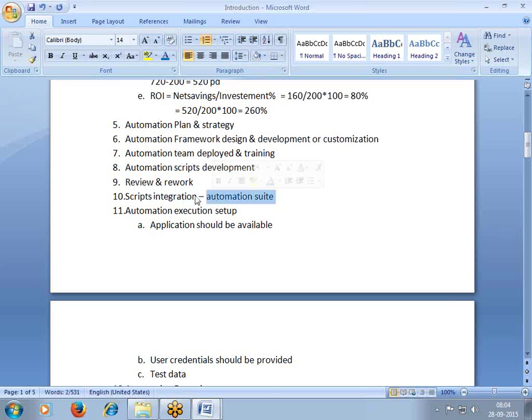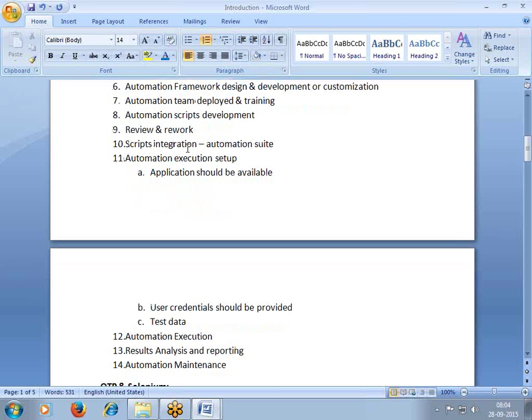We will see how we will do all those things, okay? And once the automation suite is created, then automation execution setup. That means automation scripts are ready to start execution. See, generally, you will be developing the automation scripts in the QA environment. But automation scripts can be executed on different environments, not only on the QA environment. You may have to execute your automation scripts in the UAT environment, or sometimes in the production environment, or in the QA environment. So in different environments we can run our automation scripts.